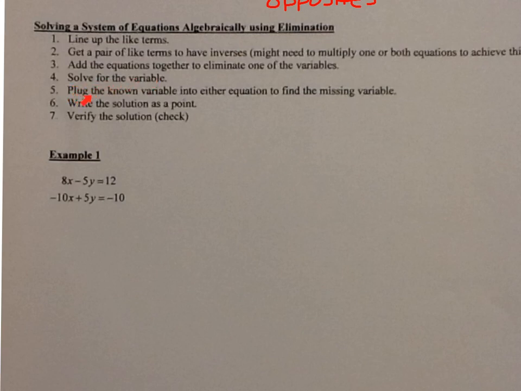When you're done, you're going to plug your known variable into either equation to find the missing variable. So it doesn't matter which equation you plug it into. They're both linear equations, so they both will be easy. You're going to write the solution as a point, as an xy. So remember, a point is x comma y, so you're going to put the x first and then the y. And then you're going to verify the solution. Remember, verify the solution means to check.